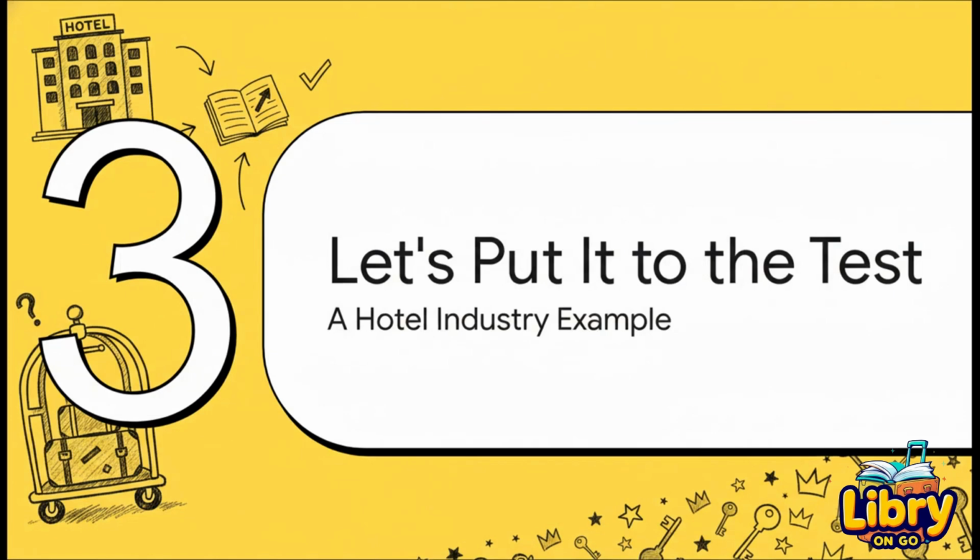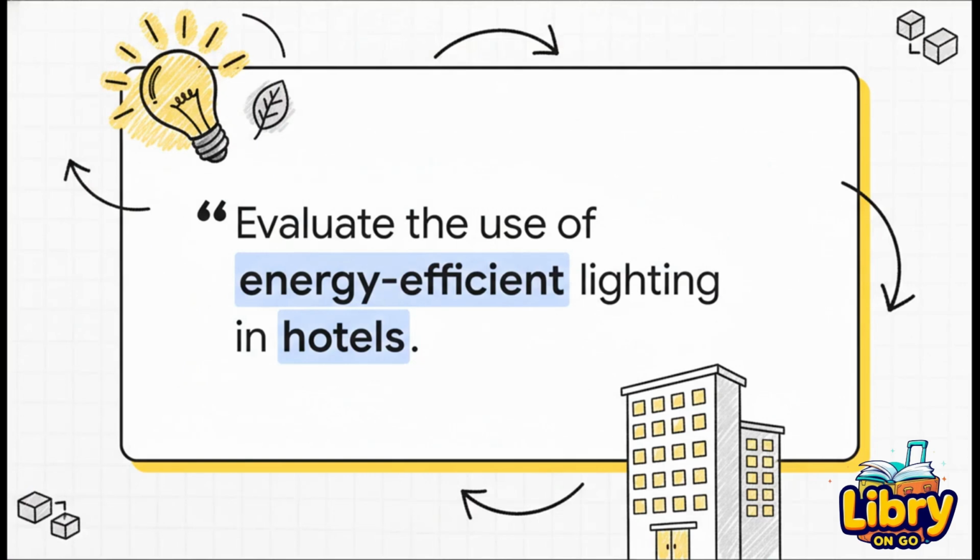Okay, enough theory. The best way to really get this is to see it in action. So let's walk through a pretty typical HND assignment question from the hotel world. So here's our question. Evaluate the use of energy-efficient lighting in hotels. Simple, to the point, and a perfect way to test out our 4-step recipe. So, how would we actually tackle this?